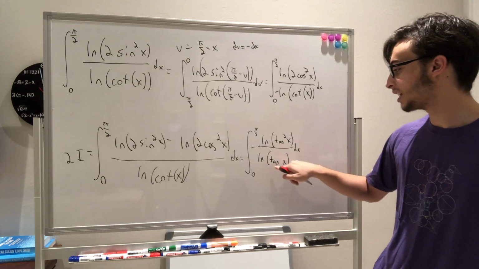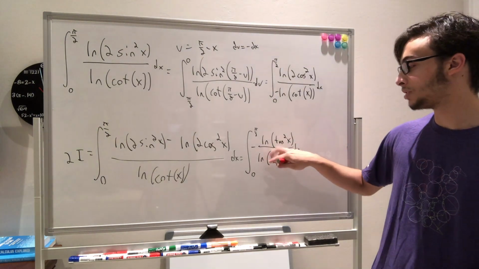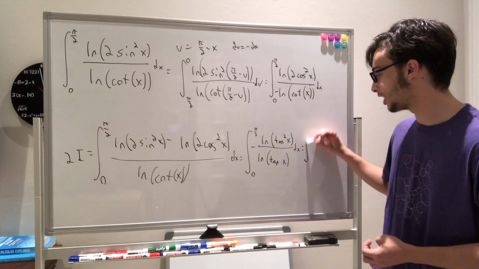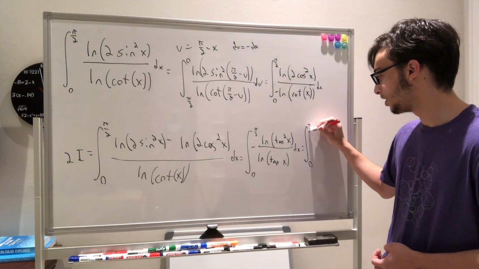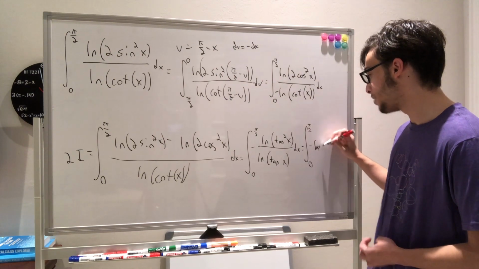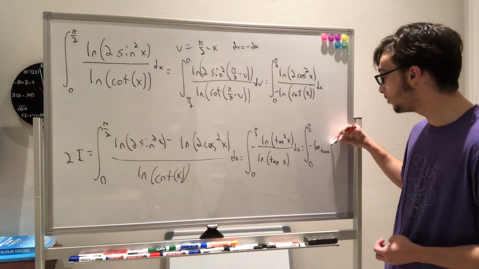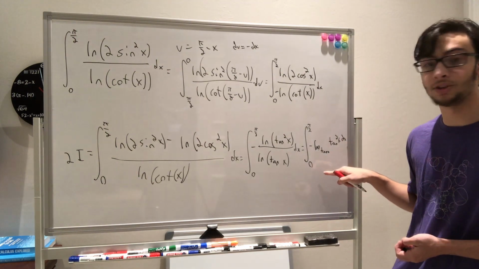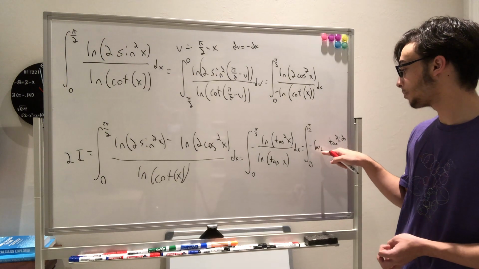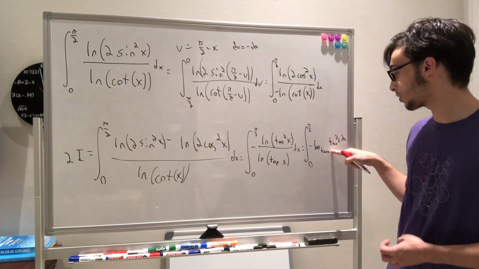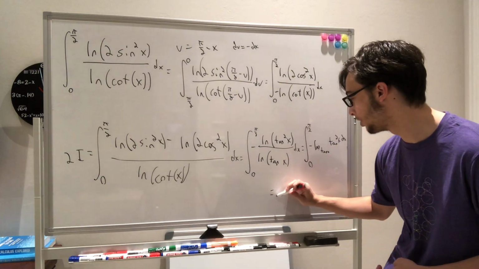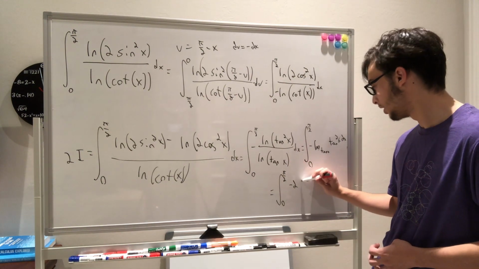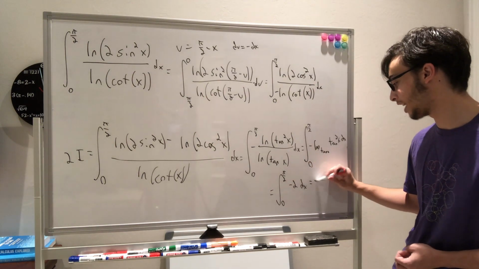And now, using another log property, we can change this fraction of logs into one log. So this will become the integral from 0 to pi over 2 of negative log base tangent of x of tangent squared x dx. And so now it's just using the change of base formula. So now we see that log base tangent of x of tangent squared x is just going to become 2. So this is equal to the integral from 0 to pi over 2 of negative 2 dx, which is just equal to negative pi.